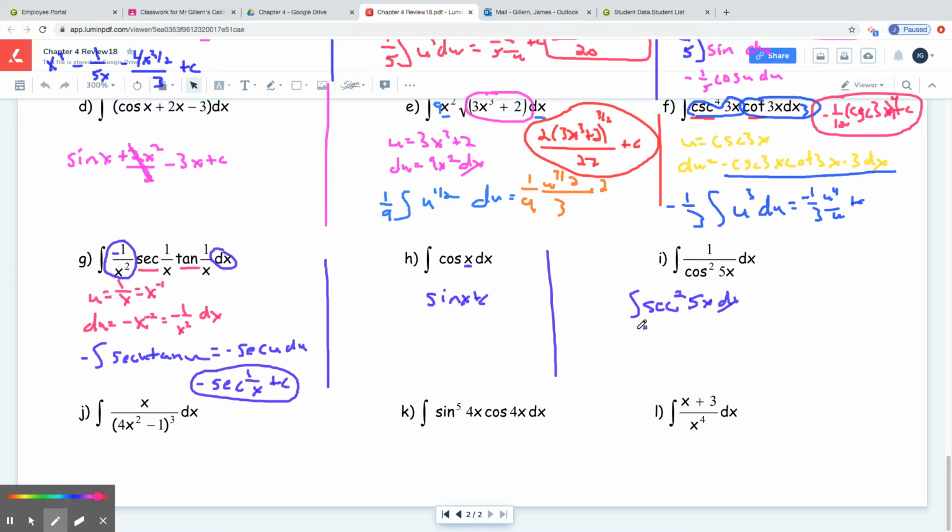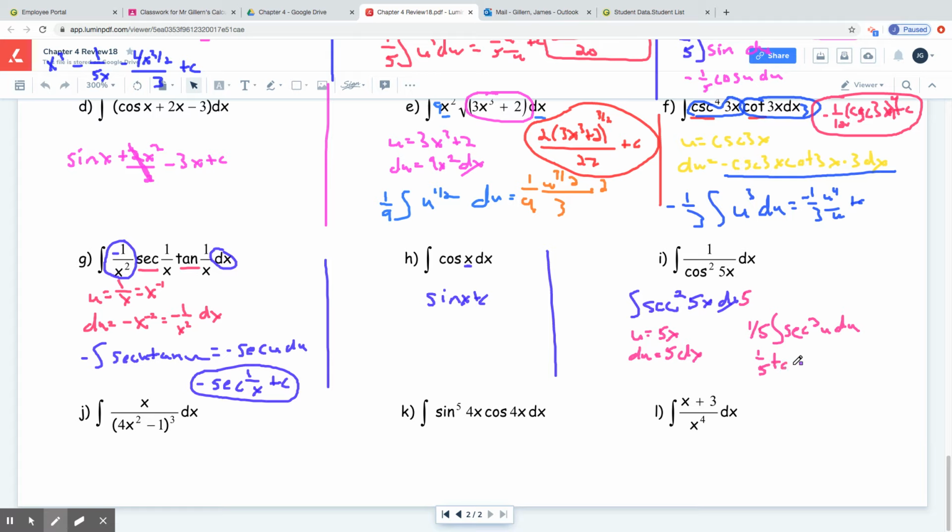Now I could do my u and du. It's one trig function, so I make u 5x, because that's what comes after it. Du is 5 dx. Sorry, it's going a little slow here. This hand's a little sore. So I'm missing a 5. So it's 1/5 integral of secant squared u du. All right, and the integral of secant squared is tangent.